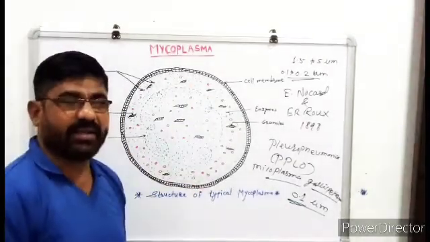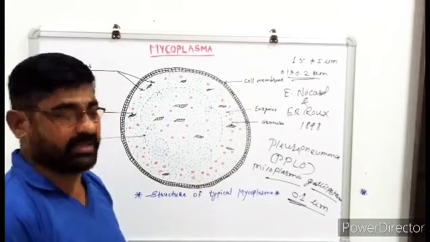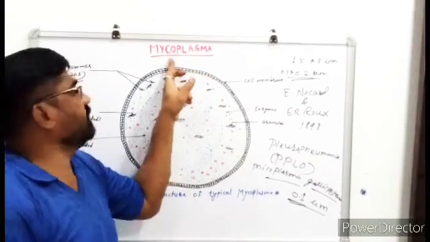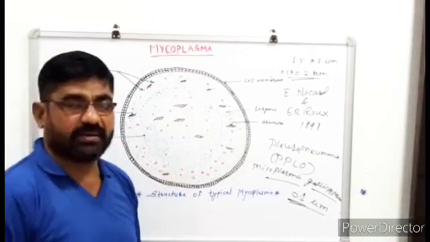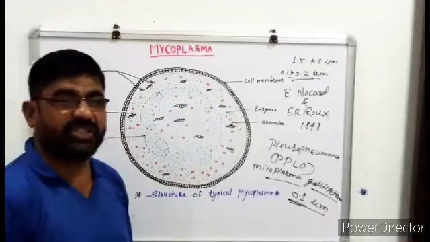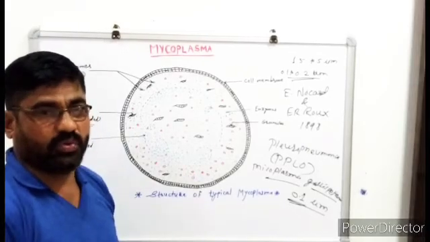So like this, mycoplasmas are disease causing bacteria. As far as the study of prokaryotic cells in our syllabus is concerned, the mycoplasma is one kind of prokaryotic cell which causes various diseases to plants as well as to animals.